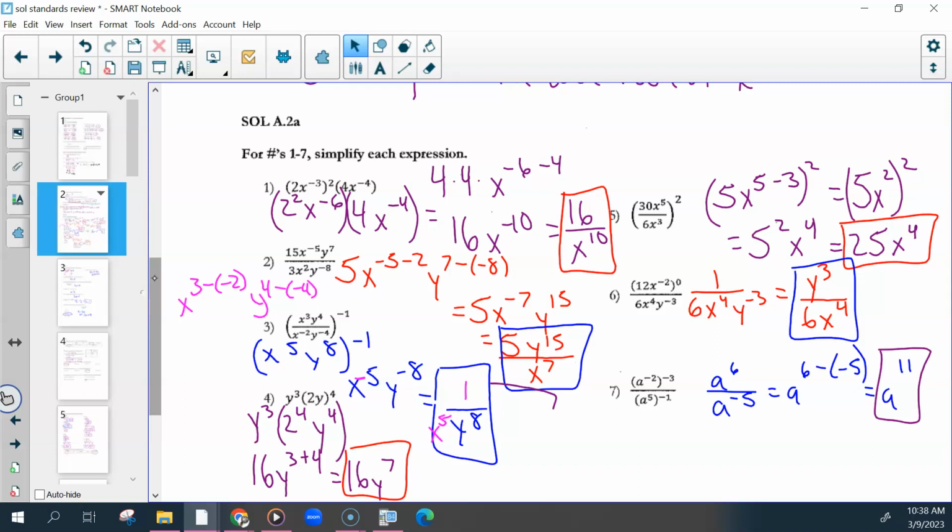For 6, we have to remember that anything to the 0 power is 1, so that whole numerator becomes 1. In our denominator, the only thing we have to do is change the y to the negative 3. It was a negative, but it's already in the denominator, so we flip it up. So y to the 3rd all over 6x to the 4th was your final answer for that one.